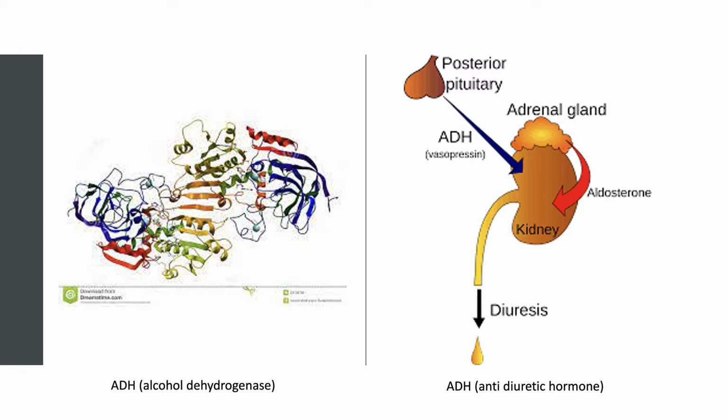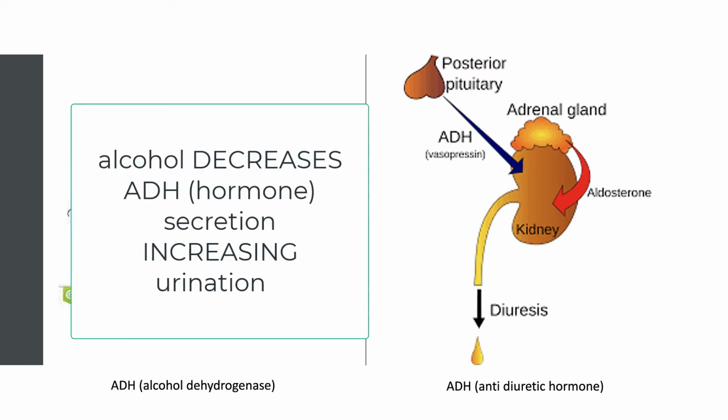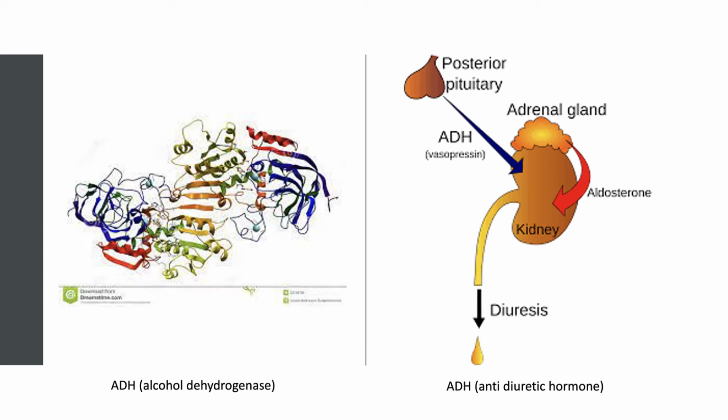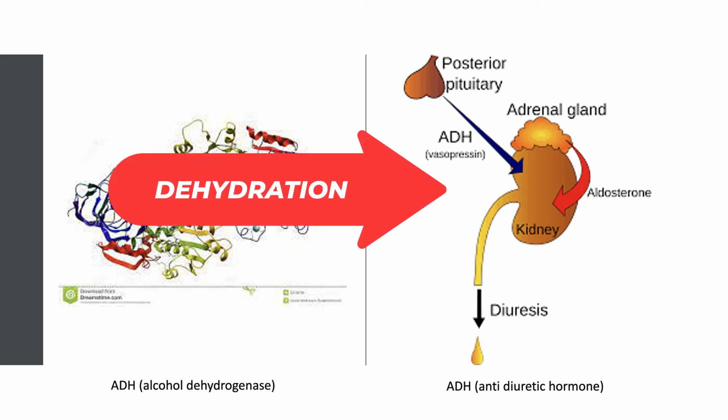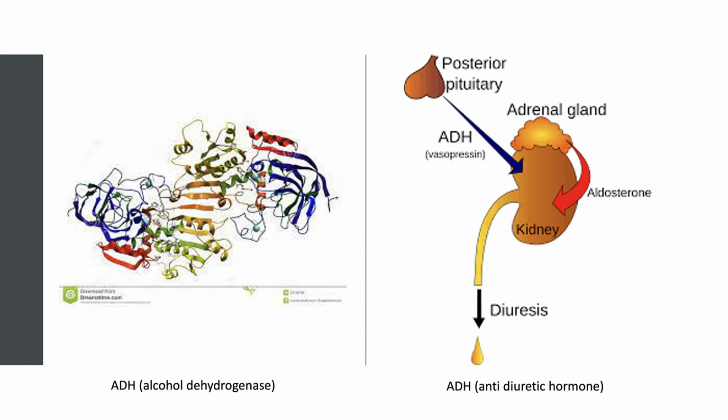The reason why I'm showing you this now is because I want you to understand that one of the effects of alcohol is that it decreases the production of the hormone ADH. And when you decrease ADH, you increase urination. Why is that important? To let you know that the symptoms of a hangover are largely due to dehydration. Decrease ADH production, increase urination, increase dehydration. Symptoms of hangover. End of public service announcement.